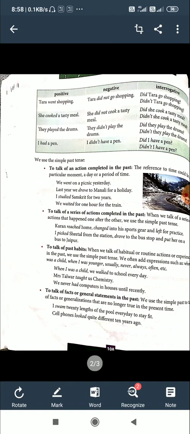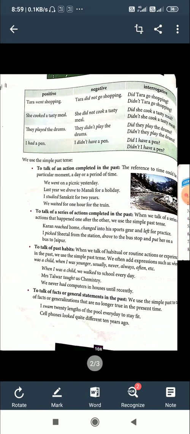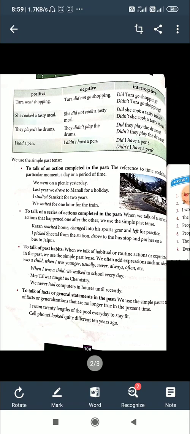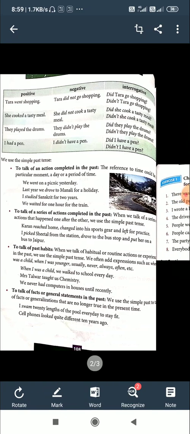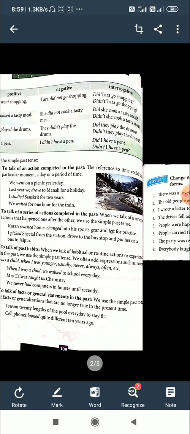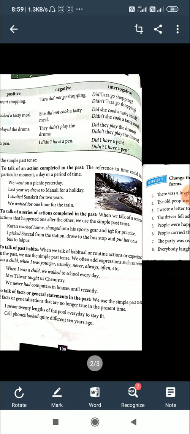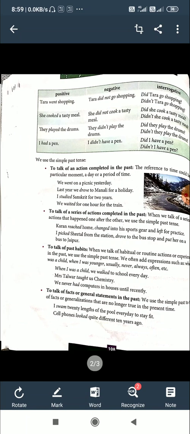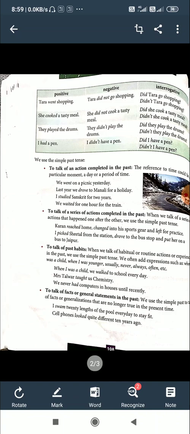Now look at the examples I can find out here. Positive: Tara went shopping. Negative: Tara did not go shopping. Interrogative: Did Tara go shopping? Didn't Tara go shopping? So these you can read and understand.